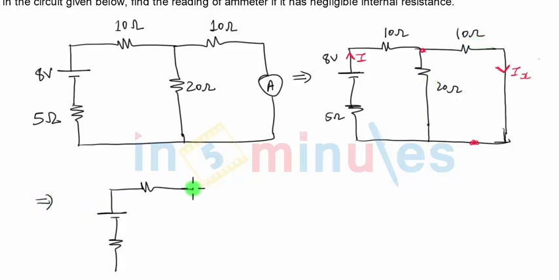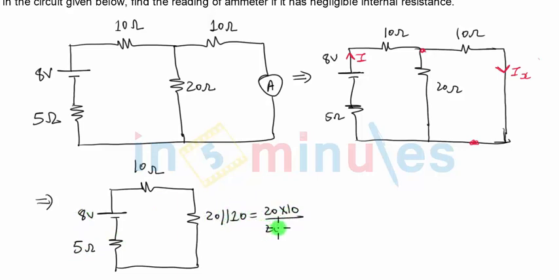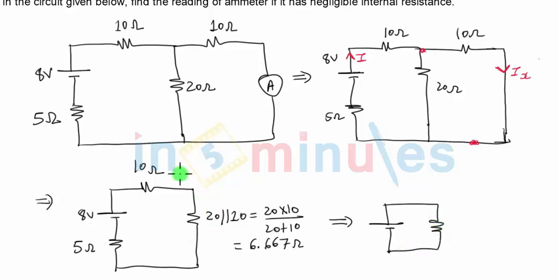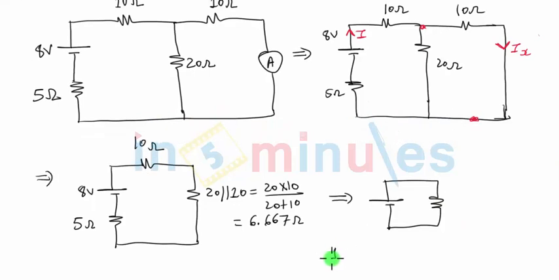So 20 and 10 ohm in parallel I can combine, and that will be one single resistance. This is the original 10 ohm, this is the 5 ohm resistance, this is the 8 volts battery. 20 in parallel with 10 will be equal to 20 into 10 upon 20 plus 10, which is 200 upon 30, which will be nothing but 6.667 ohms. And now, I'm sorry, all the three resistors will be in series. So the equivalent resistance here will be the sum of 10, 6.667 and 5.